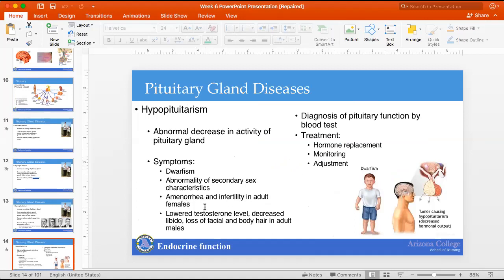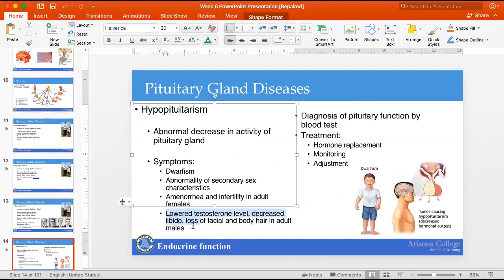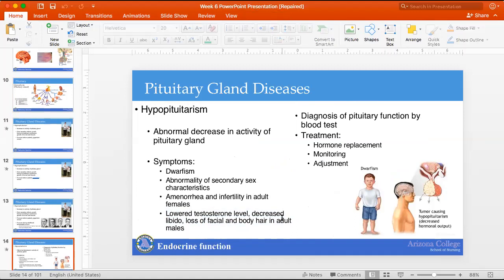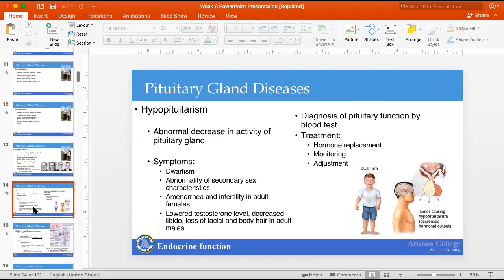Amenorrhea and infertility in adult females, and lower testosterone level, decreased libido, and loss of facial and body hair in adult males. So you see a lot of these different sexual characteristics, which would occur because of testosterone or because of proper levels of progesterone and estrogen in females would impact this disorder. Diagnosis of pituitary function is by blood test, and then treatment would be hormone replacement, monitoring, and adjustment, depending on the levels that were given.